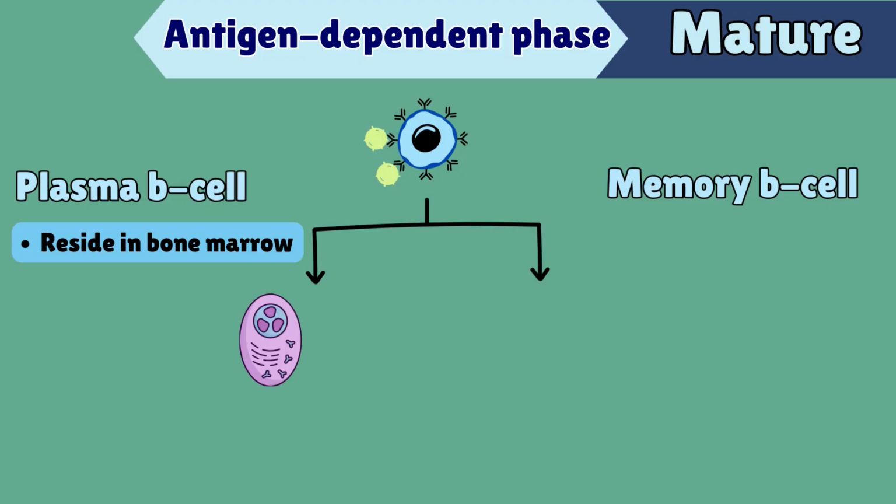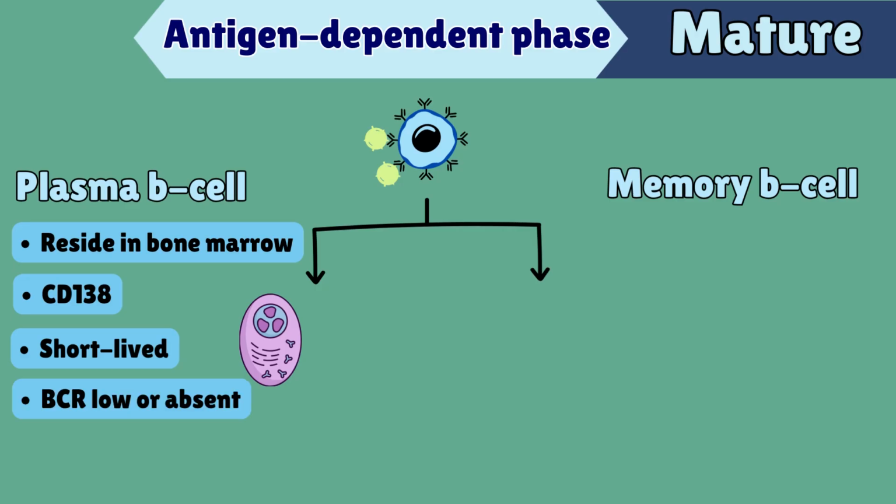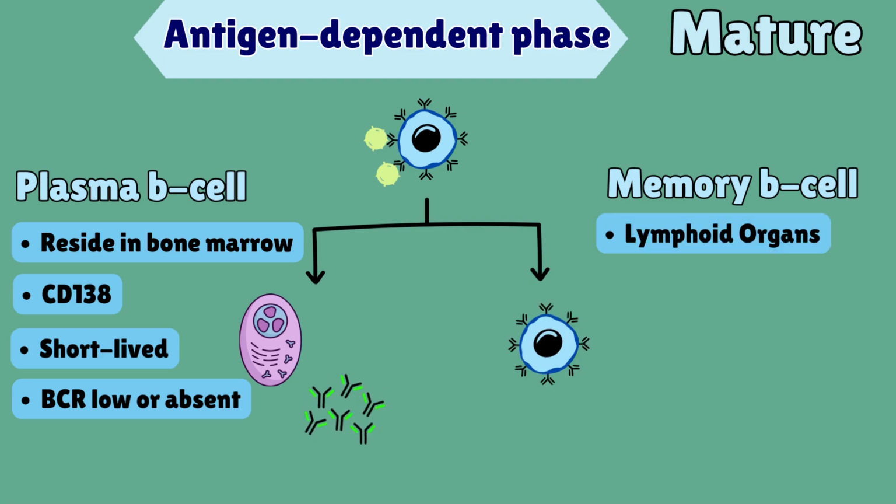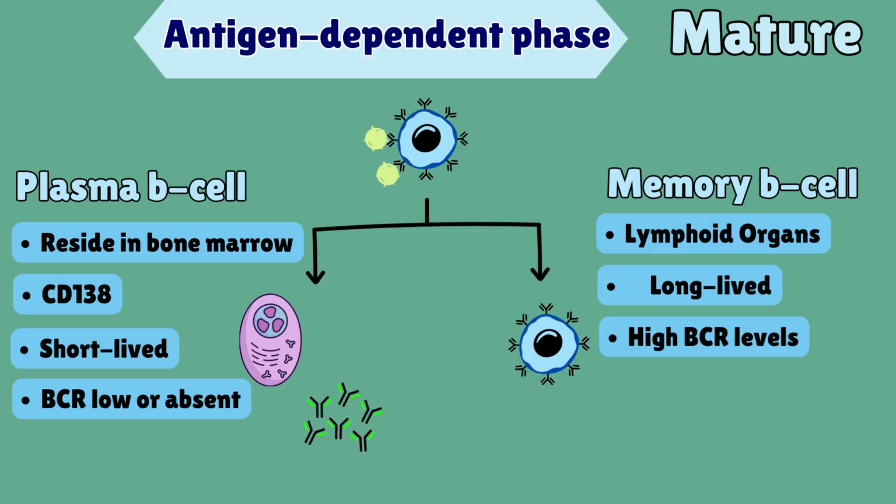Plasma cells reside in the bone marrow. They have CD138 on their surface. They have a shorter lifespan. They have little to no BCR. And remember, they produce antibodies. As for the memory B cell, they reside in the lymphoid organs. They have a longer lifespan so they can respond quicker to re-exposure, and they have a higher BCR level.